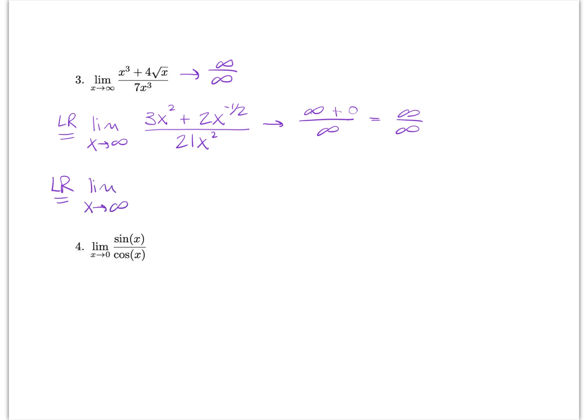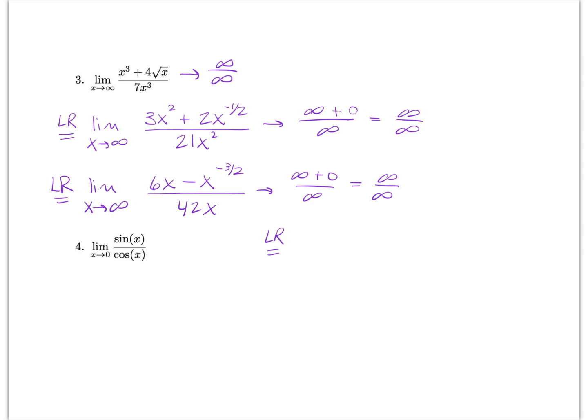The derivative of 3x squared is 6x. The derivative of 2x to the negative 1/2 is negative x to the negative 3/2. And the derivative of 21x squared is 42x. When I try to plug in infinity, I get infinity plus 0 over infinity, which is still infinity over infinity, which means I can do L'Hopital's rule again.